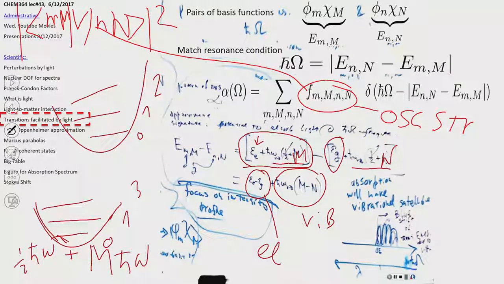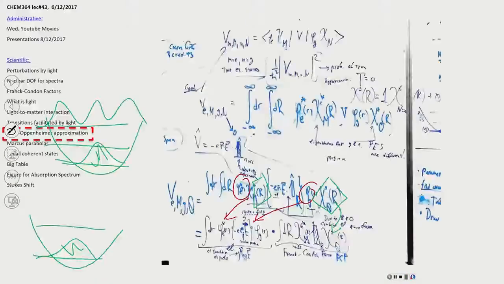Then the energy which will enter into the resonance condition will be the electronic energy difference, EL for electronic, and then the vibrational energy difference. If the frequencies are the same, it will be just the difference of nuclear vibrational quantum numbers times frequency. So we are done with this part of Fermi golden rule for absorption. Now we need to deal with this oscillator strength.